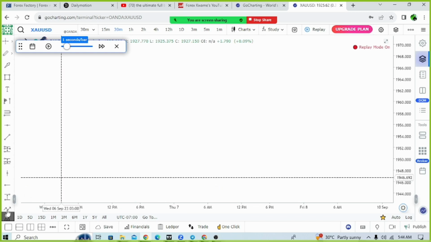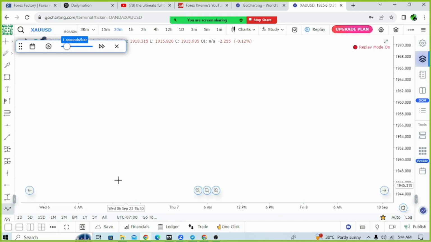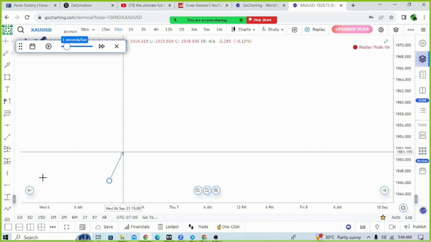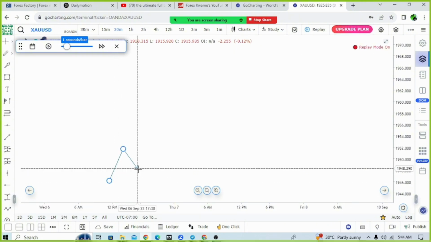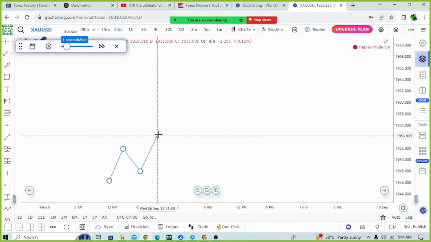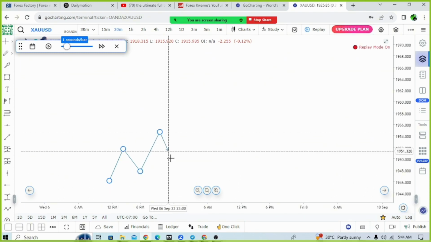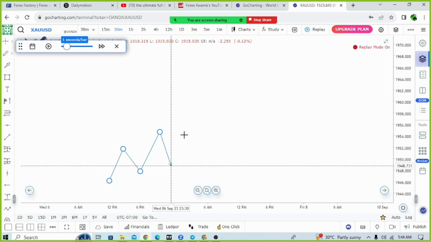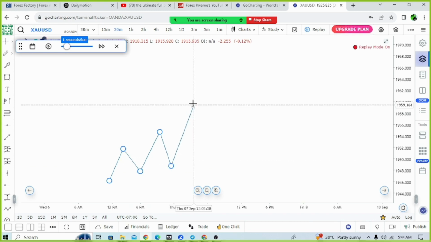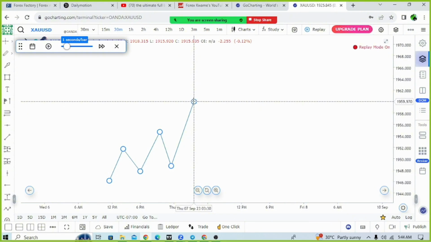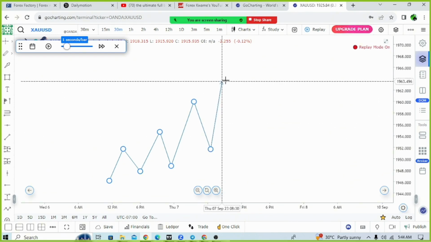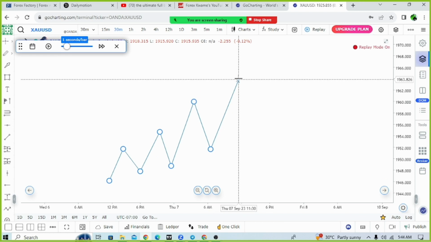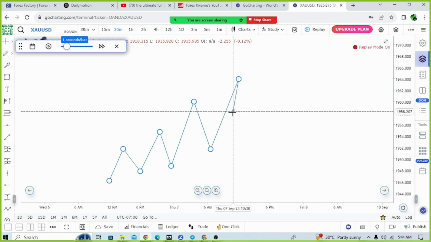So let's say we have a market which is moving in an uptrend like this. Guys, we have a market moving in an uptrend, creating higher highs and then higher lows, breaking structures, creating higher highs, higher lows. So let's say this is a gold market and the market is moving in an uptrend, creating higher highs and breaking structures.